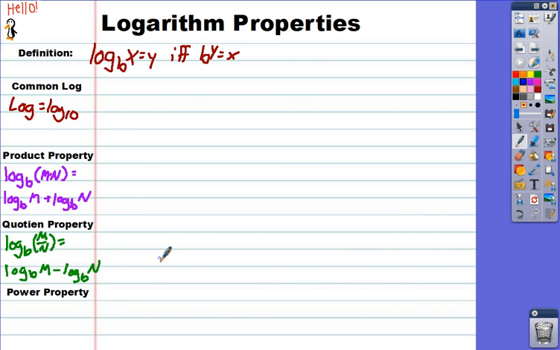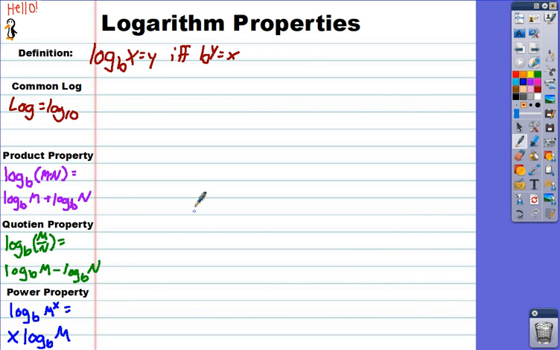Finally, we have the power property. The power property is the one where if we have something like log base b of m to the x power, now that power comes to the front as a multiplier. So we'd have x times the log base b of m.